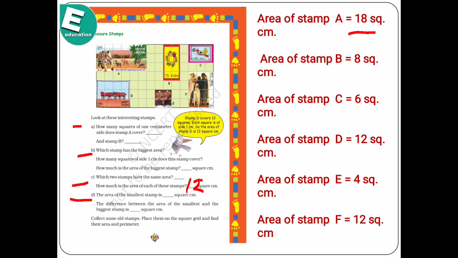The difference between the area of the smallest and the biggest stamp: the area of the biggest stamp, that is A, is 18 square centimeter, and the smallest area is of stamp E, which is 4 square centimeter. If we subtract, area of A minus area of E, which is 18 minus 4, is equal to 14 square centimeter. Now I hope you know how to calculate the area of a square and rectangle by counting squares.